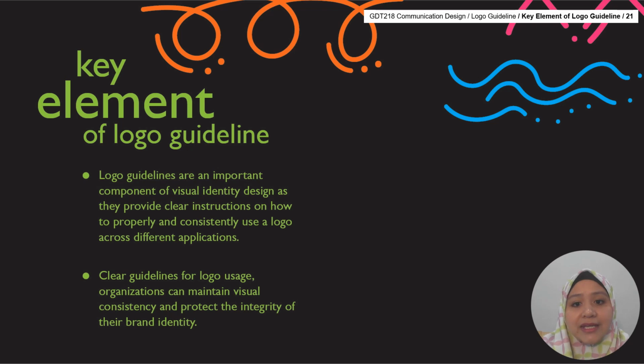So there are 9 key elements of a logo guideline. The key elements of logo guidelines are an important component of visual identity design as they provide clear instruction on how to properly and consistently use a logo across different applications. With clear guidelines for logo usage, organizations can maintain visual consistency and protect the integrity of their brand identity.